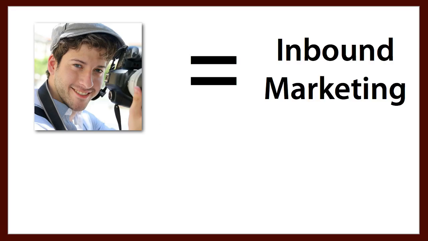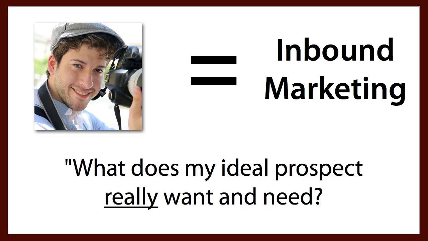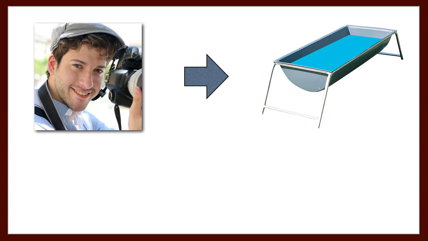The second photographer's approach represents inbound marketing. He started by asking, what does my ideal prospect, in this case a leopard, really want and need? And this is a great question to ask yourself in relation to your online business. What do your ideal customers want and need? The second photographer then created something of genuine value by setting up the artificial watering hole, and because the water was of the highest quality, word spread fast.